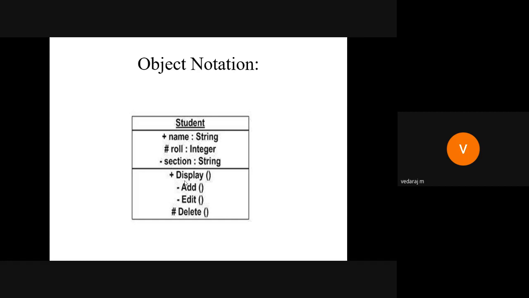See the difference in class. In a class, the class name is there, attributes are there, methods are there. In an object also, student is the object name, but the only difference is the object name should be underlined. If you underline the object name, that is called an object. This is the difference between class and object notation. Student without underline is called the class. Student with underline is called the object.